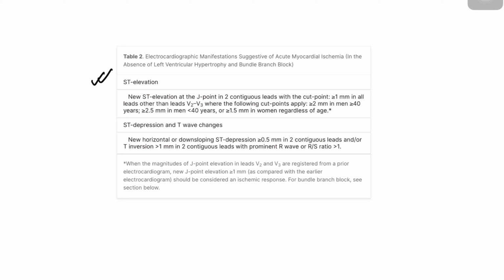Elevation at the J point: there should be ST elevation in two contiguous leads with a cut point of more than 1 mm in all leads other than V2 and V3. Remember, it's all leads except V2 and V3. In V2 and V3 we have a different criteria.